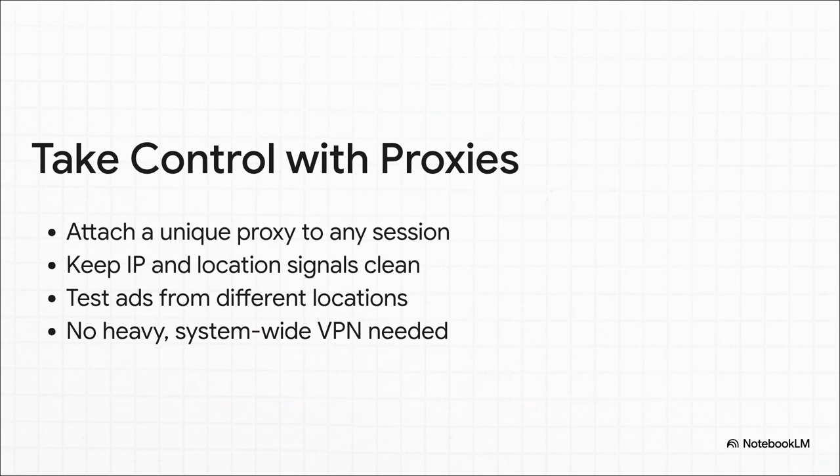Now, for anyone managing brands in different countries, this feature is absolutely huge. You can attach a unique proxy, which is basically just a private internet gateway, to any tab. This means your client in London can appear to be browsing from London, and your client in New York can appear from New York, all from your one computer without some heavy system-wide VPN slowing everything down.